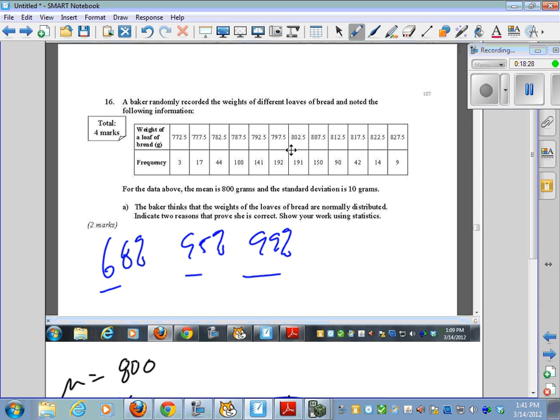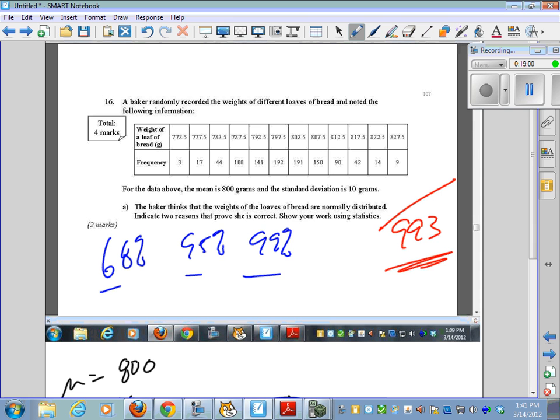Somebody with a calculator, can you just add these numbers up for me? Because maybe that's a bit too small for you to see. I want you to add up the frequency. It's 3 plus 17 plus 44 plus 100 plus 141 plus 192 plus 191, 150, 90, 42, 14, and 9. How many loaves of bread are we talking about?